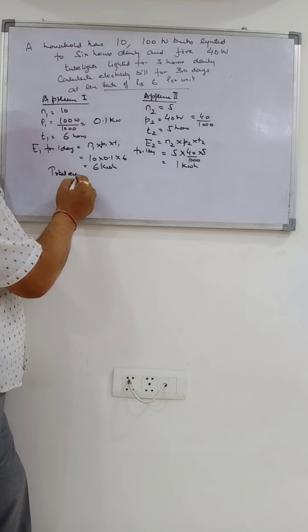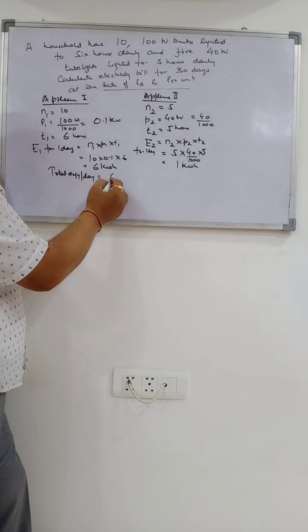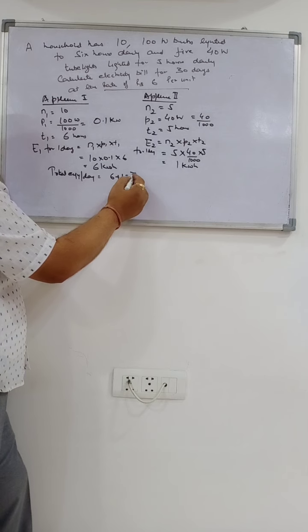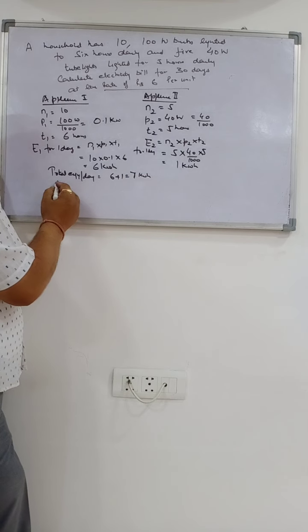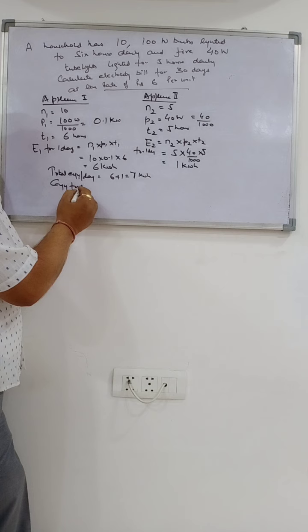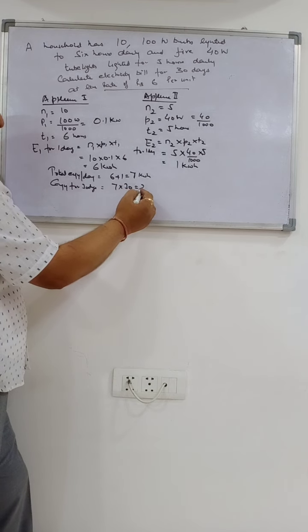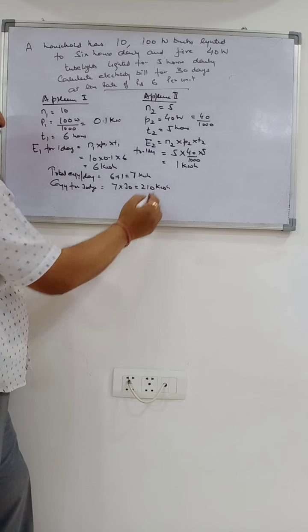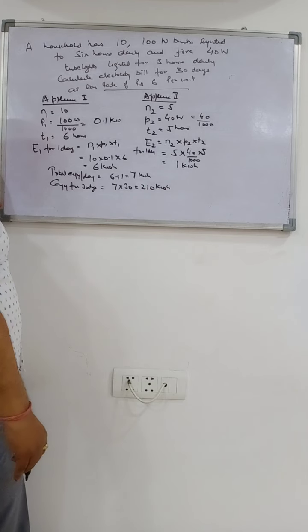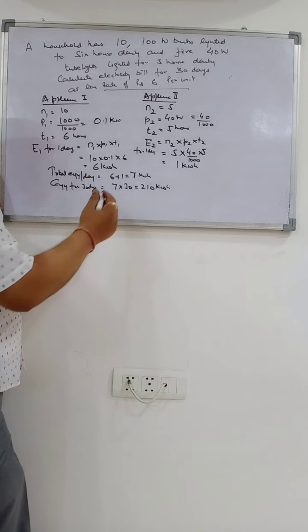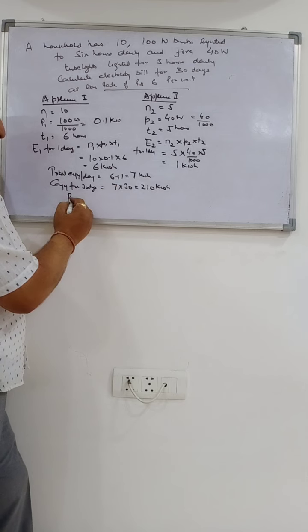Total energy per day: 6 plus 1 is equal to 7 kilowatt hour. Now energy for 30 days पूछी है. 7 into 30, 210 kilowatt hour. टोटल एनर्जी एक मंथ में 210 किलोवाट आवर आ जाएगी. So what will be the bill?